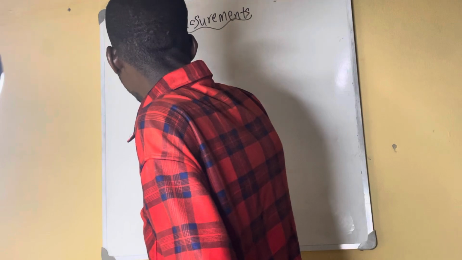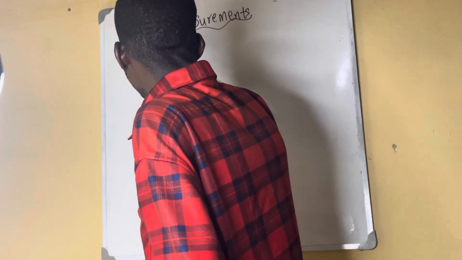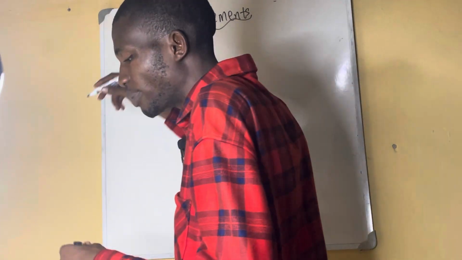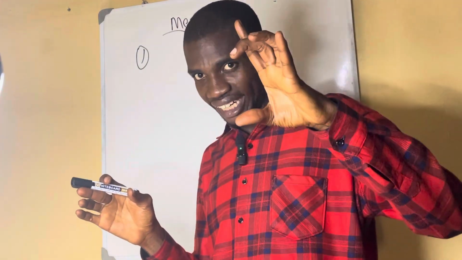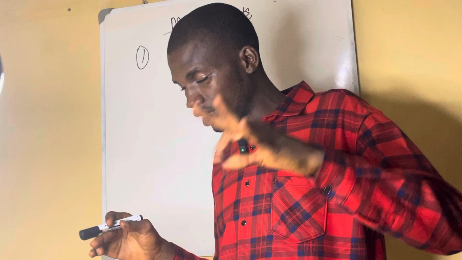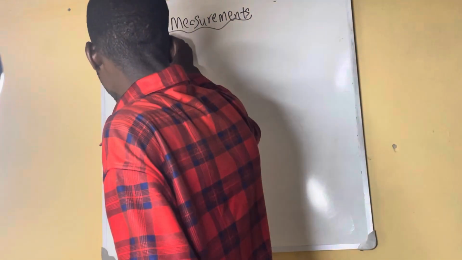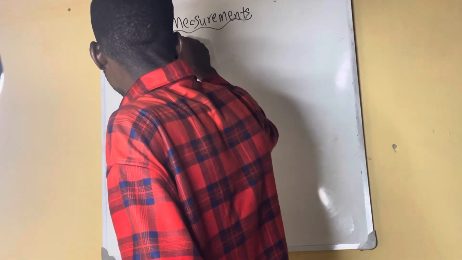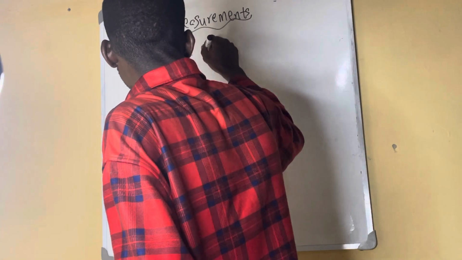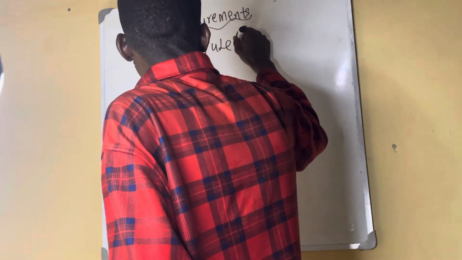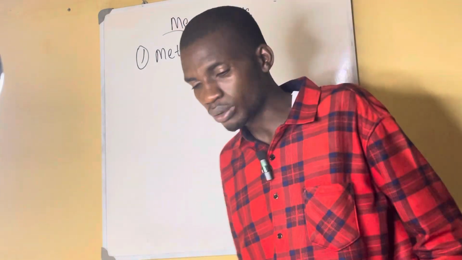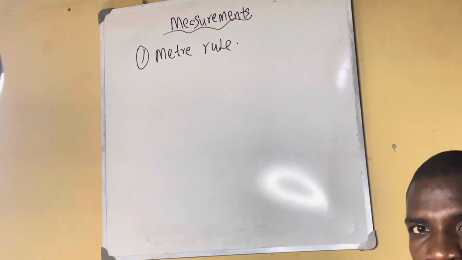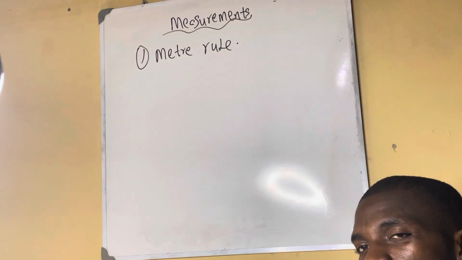So now we are going to talk about number one: measurement of length. How do you measure length? There are three instruments you can use to measure length. We take number one, which is the meter rule. What are you going to see in Jamb this year? You're going to see this meter rule in Jamb questions. In Jamb questions, they're going to ask you this question.